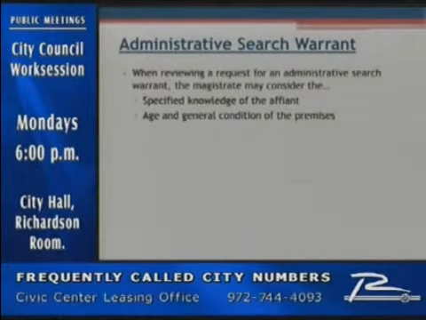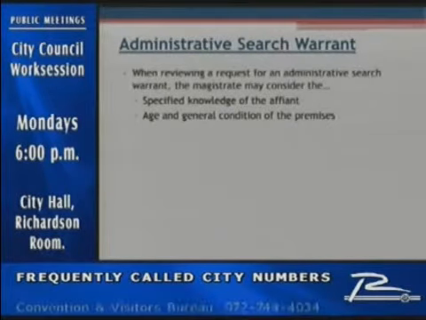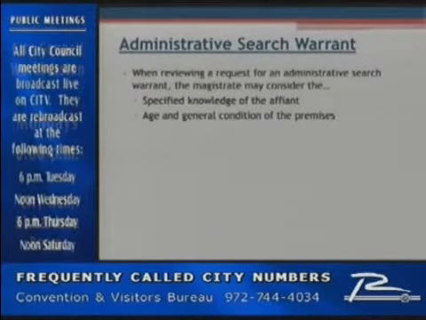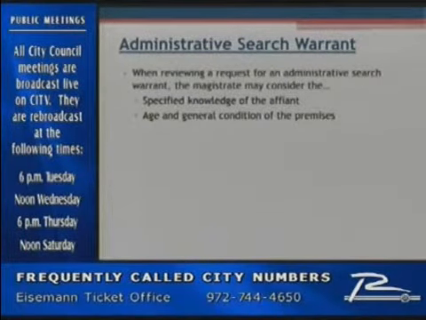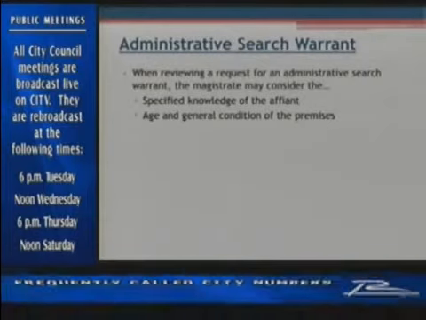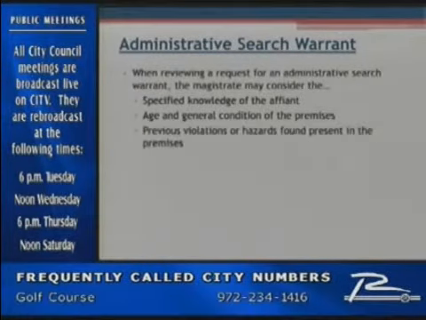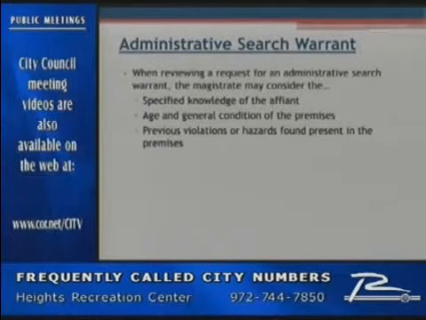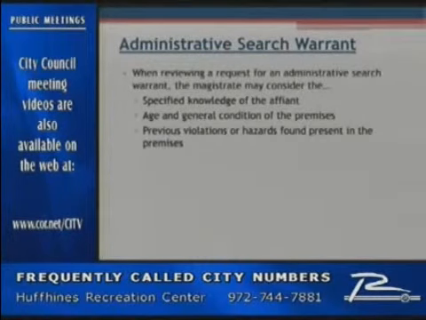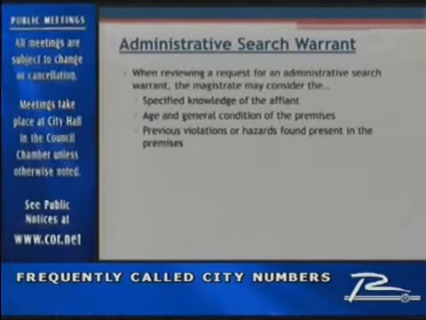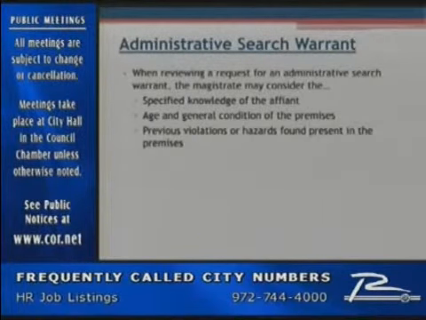Age and general condition of the premises. That could be something that is extremely old, for instance, where a certain type of wiring, perhaps, was used in the buildings of that age. There's reason to believe that wiring, which could or could not be a potential hazard, is installed in that home. So that's how the age could come into play. Previous violations or hazards that were found. If we've been in a situation before where we found, for instance, hazardous materials being stored in a residential district, that may be, in conjunction with other things, enough to obtain a warrant to go onto the property and confirm whether that condition is present again.